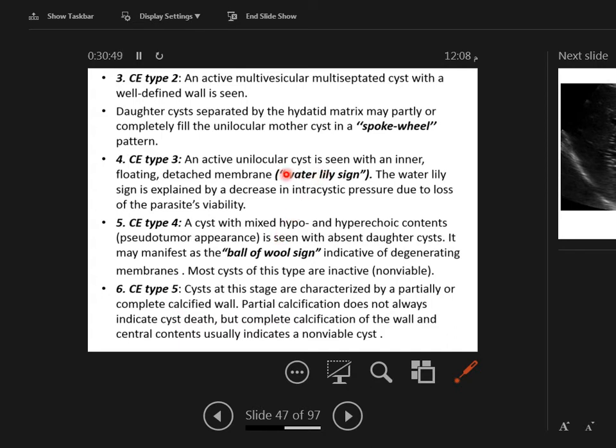But at type 3, stop. Then they go to a ball of wool sign. Then the type 5 is completely calcified. That's everything.